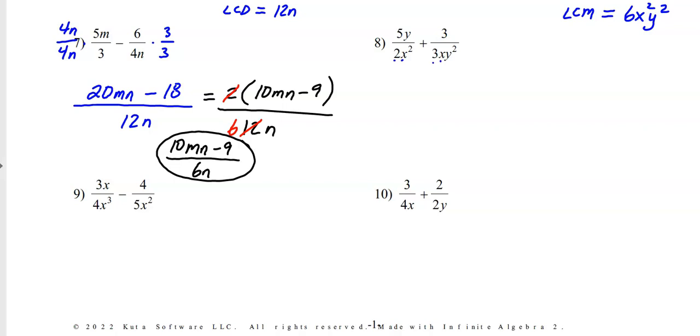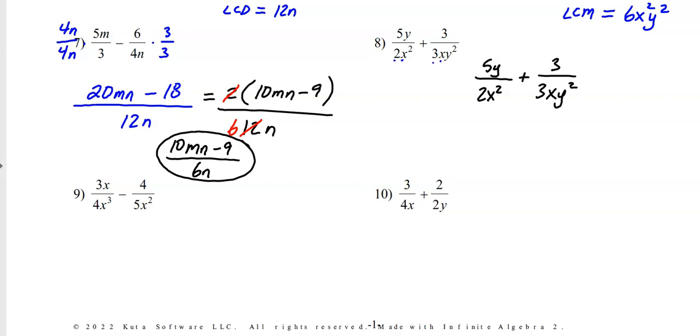So I could just multiply by that over itself on both sides. But I think what I'm going to do, I'm going to show you how I would do this one, is I'm going to draw it out. 5y over 2x squared plus 3 over 3xy squared.